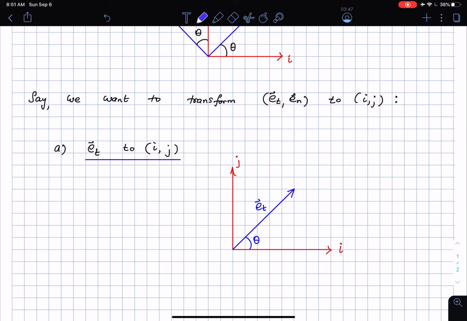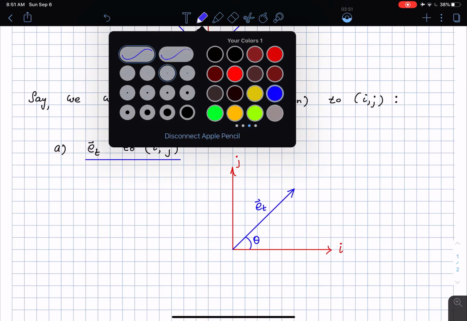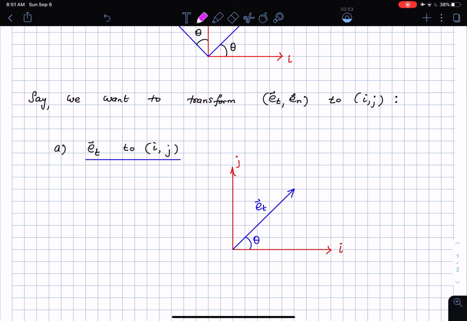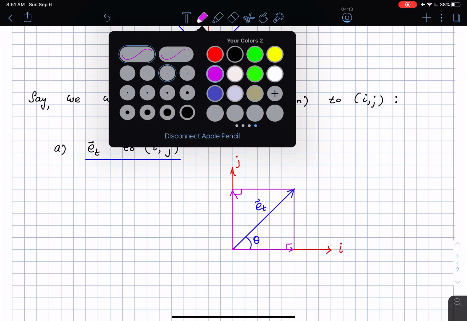So what do I do? From the head of this vector et, I drop perpendiculars onto the other two directions. From the head of this vector, I drop a perpendicular on here to get the component, and then another perpendicular on here to get the component as well. Starting from the tail all the way to here is the component in the i direction, and likewise in the j direction, as you can see.